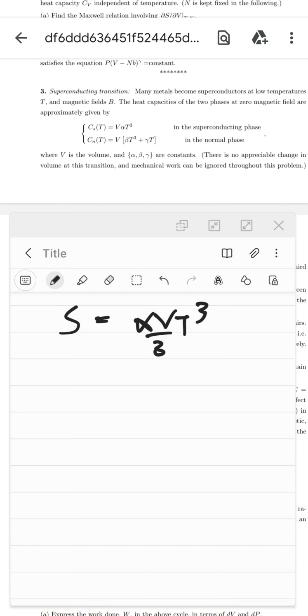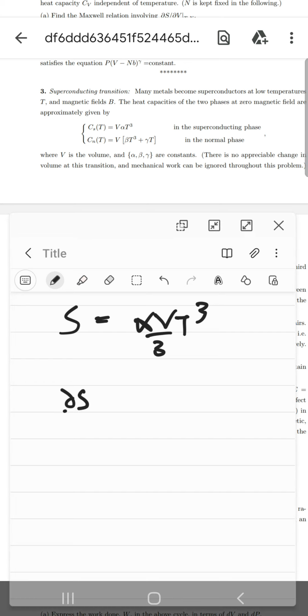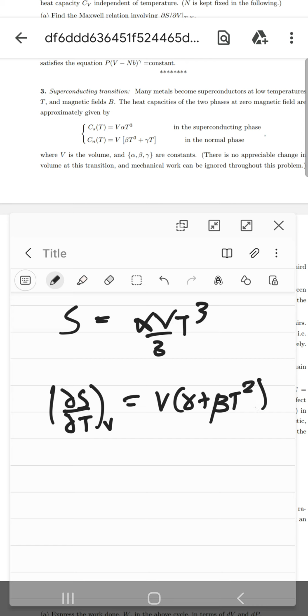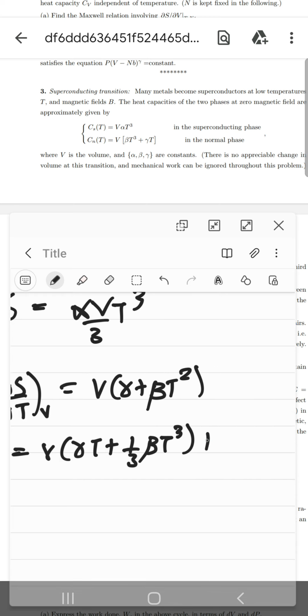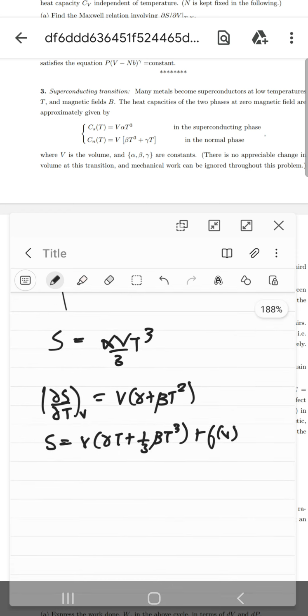So for the other one, once again partial S upon partial T at constant volume is just equal to V times gamma plus beta T squared. All right, so I just want to be integrating this with respect to temperature. So you get entropy is V times gamma T plus 1/3 beta T cubed plus some function of V. Now can you pretty much say the same thing as before? I don't quite know.